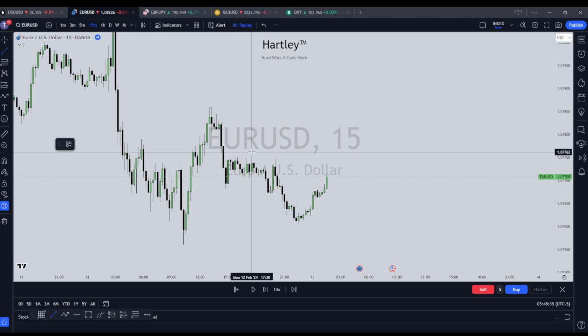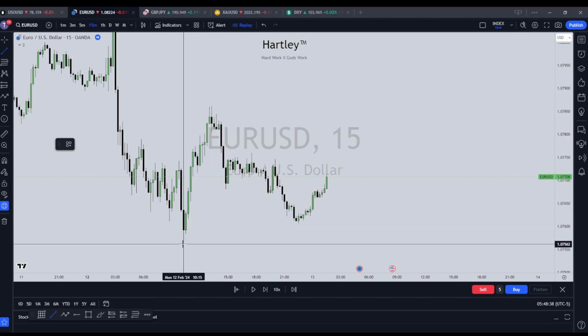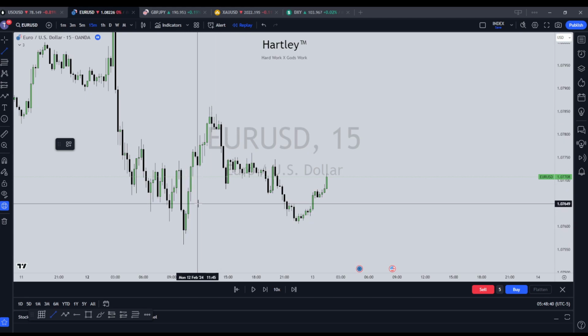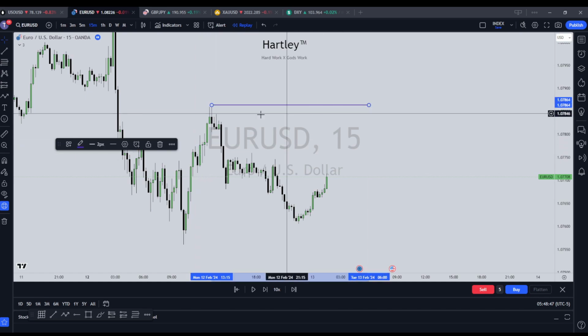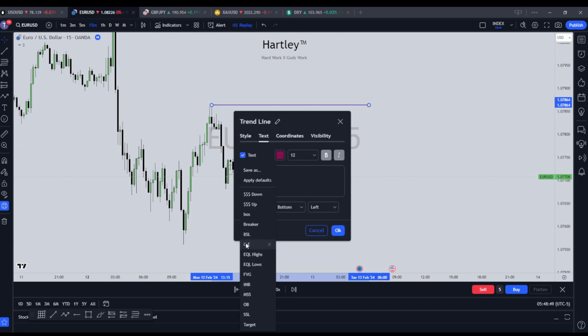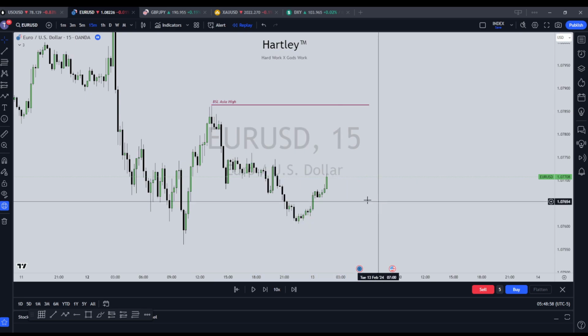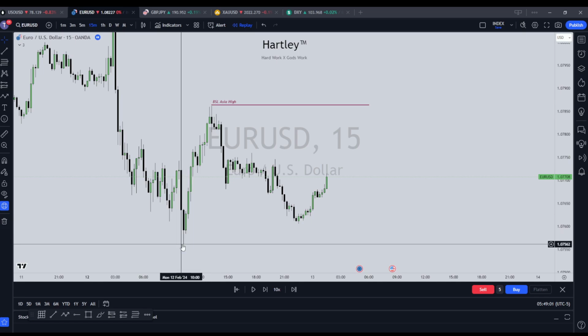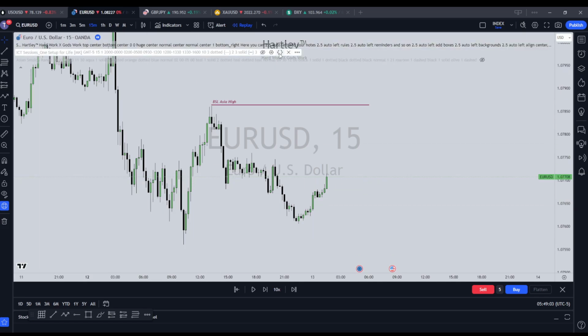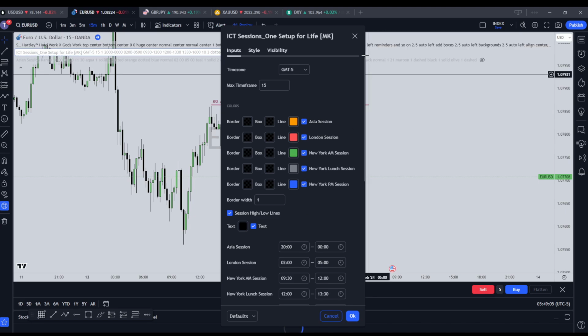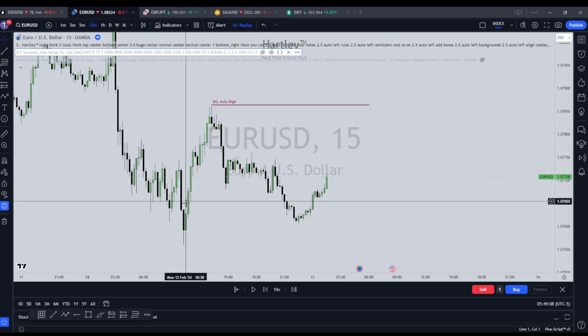We're going to grab midnight. Midnight is here. So the high of the session would be here. So we have buy side liquidity, Asia high. And then Asia ends at, no, I think it's 8 p.m. to midnight. Let me just double check that. Yeah, it's 8 p.m. to midnight. So that midnight there would be that.